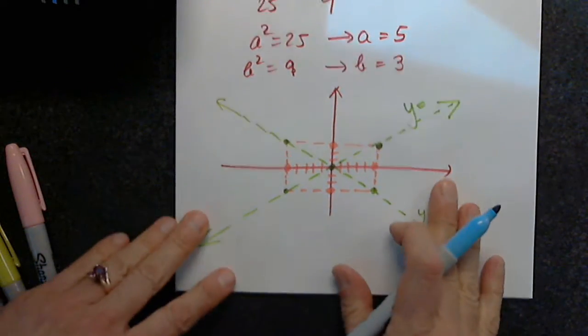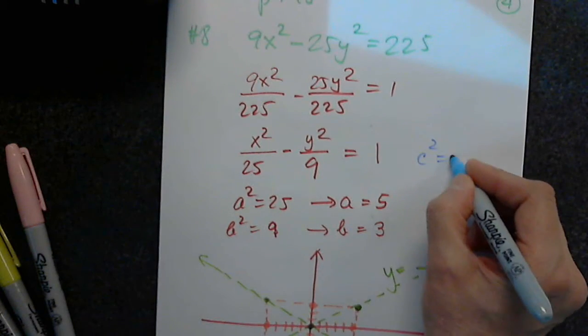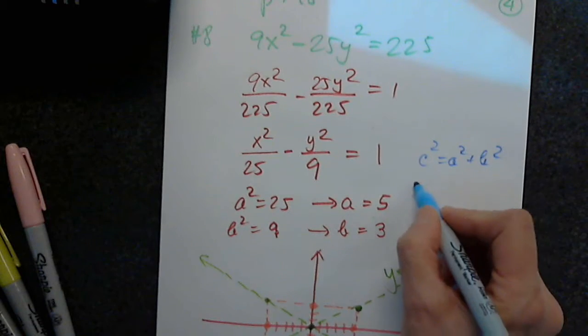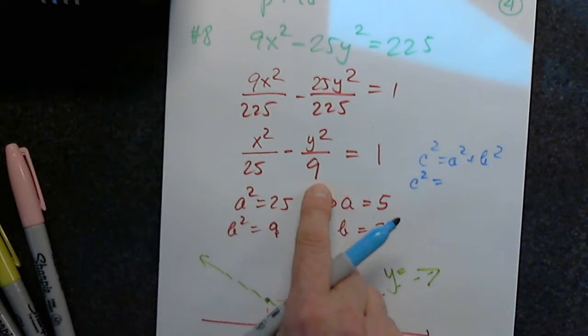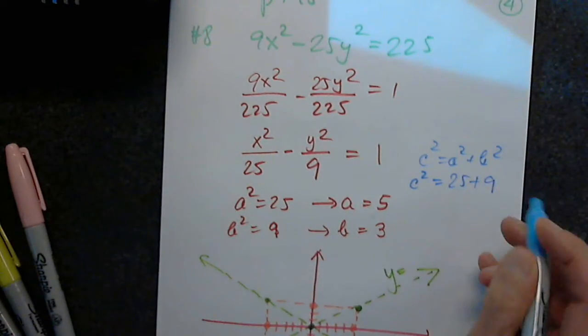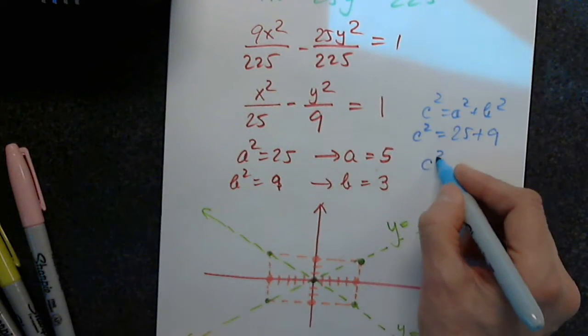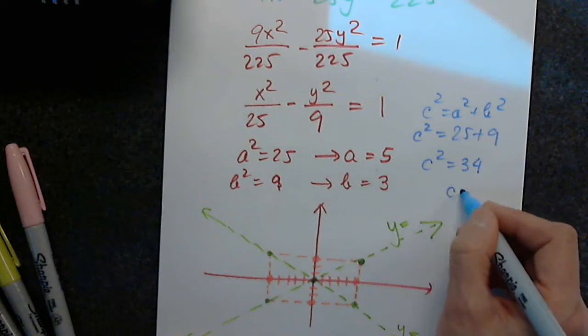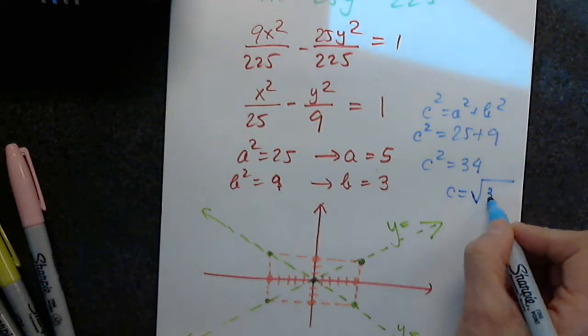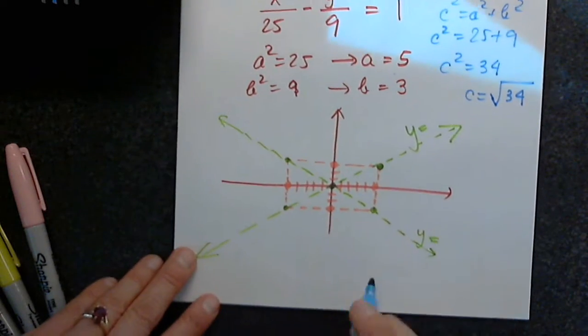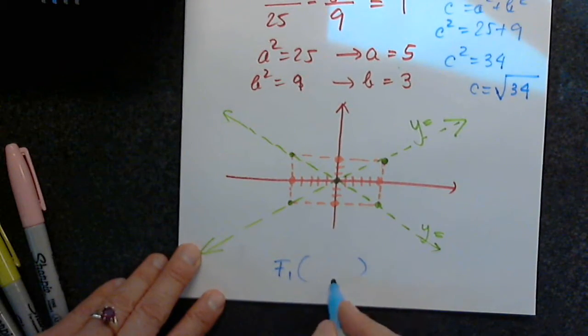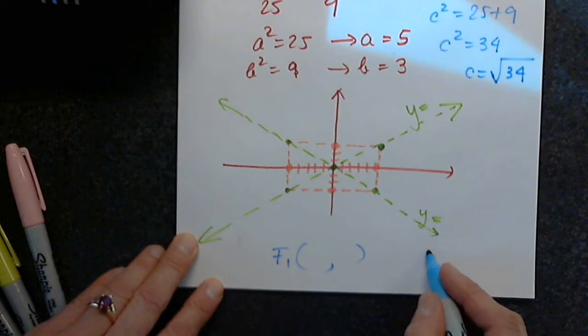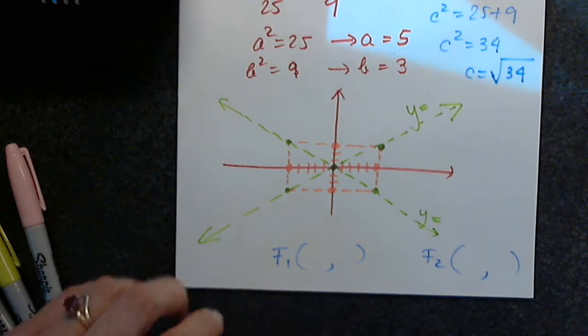I also would like to determine c. c squared equals a squared plus b squared. So c squared is 25 plus 9, so then c squared equals 34, and c equals the square root of 34. So therefore, you will tell me what the coordinates of f1 are, and what the coordinates of f2 are.